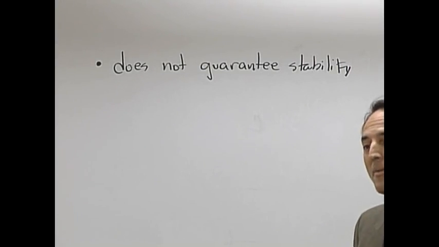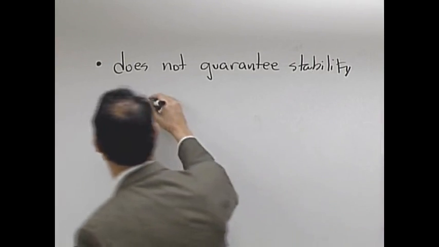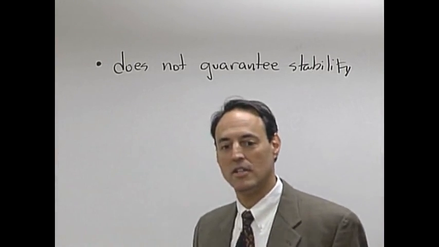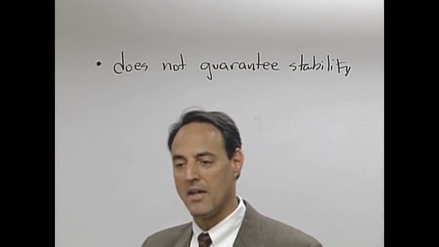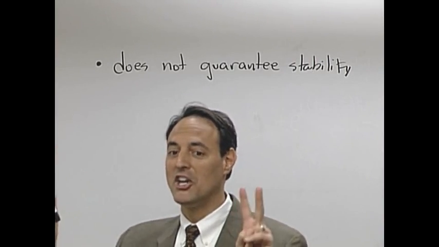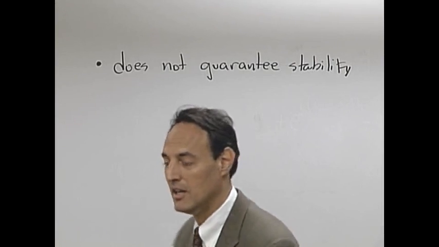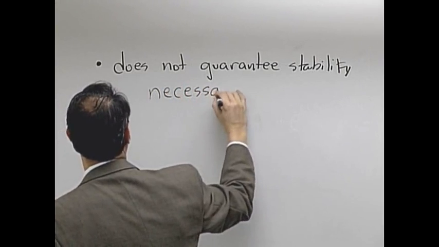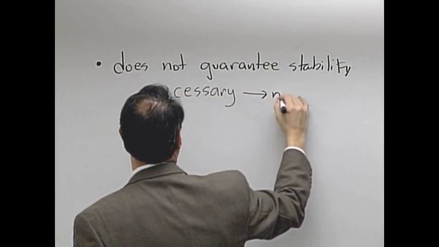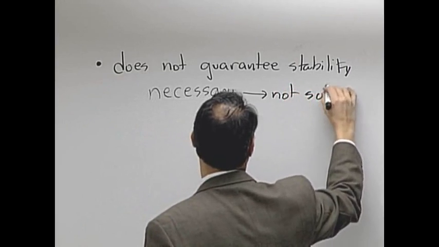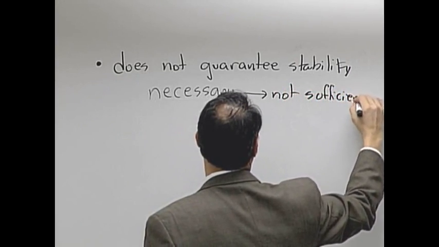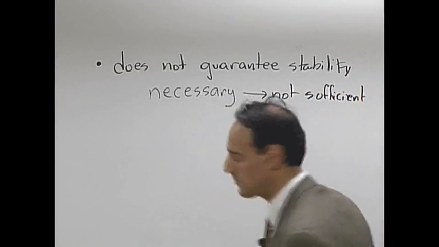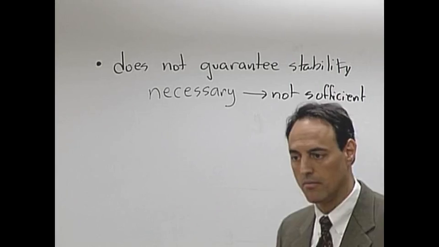So it's necessary but not sufficient. Don't you love that terminology? That's a great math term. Just like the Taylor series or the Newton method, it always works provided you're sufficiently close. Okay? So it is necessary that you have this, but not sufficient. Okay, that's fact one for you.